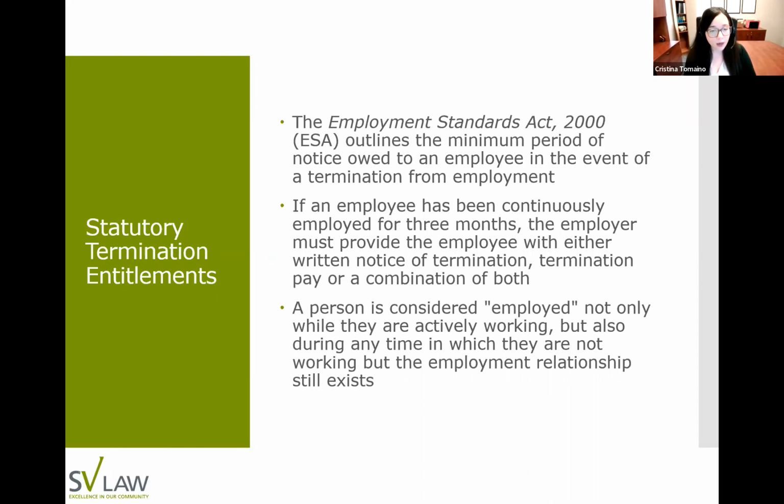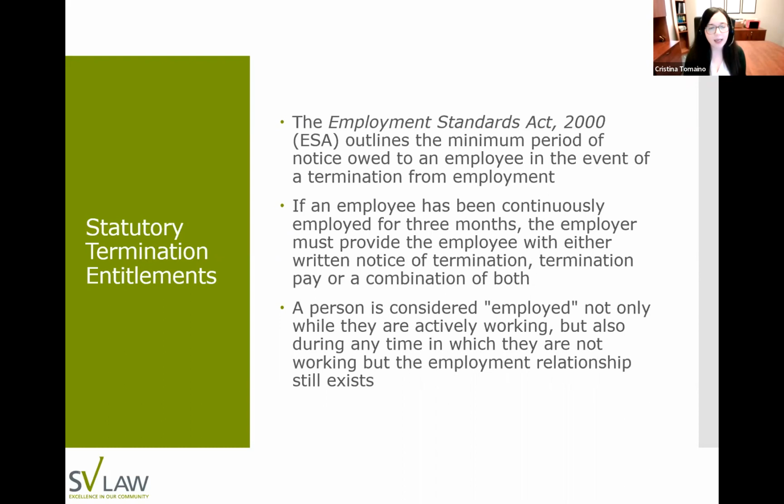But the ESA outlines the minimum entitlements owed to employees in many respects, including termination from employment. So the ESA will outline the minimum period of notice that must be provided to an employee in the event of termination, assuming that they've been continuously employed for a period of 3 months.